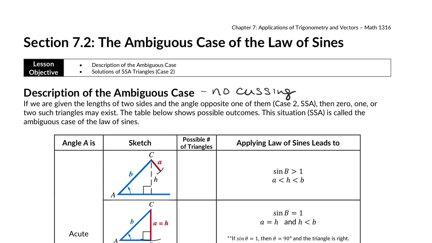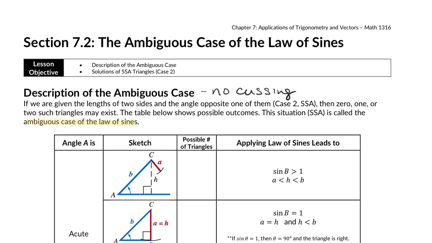But if we are given the lengths of two sides and the angle, side, side, angle, do we understand why I'm saying no cussing? Flip it around. Two sides and the angle opposite one of them, then we would have a pair of angles. However, 0, 1, or 2 triangles might exist in this scenario. So we have to discuss all of the possible outcomes for the side-side-angle version of the law of sines. It's again called the ambiguous case of the law of sines.